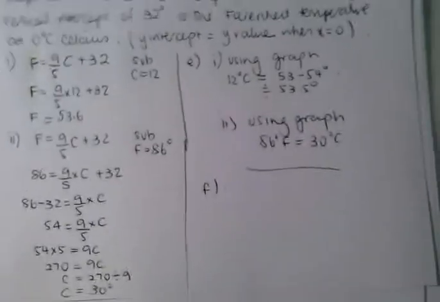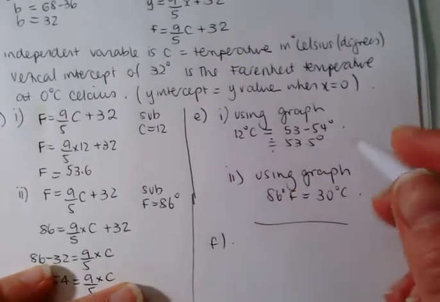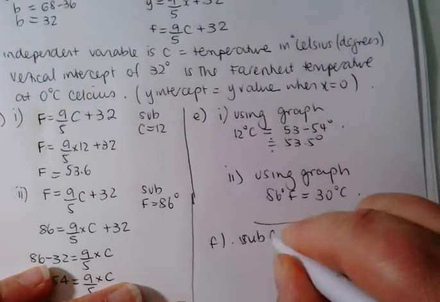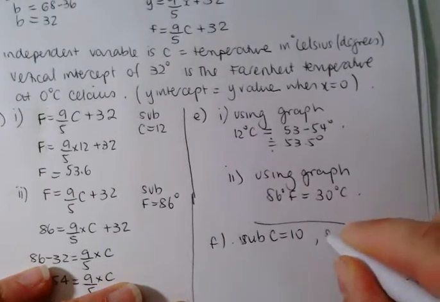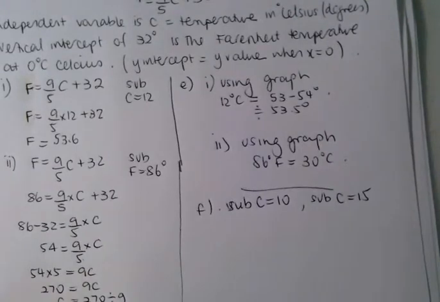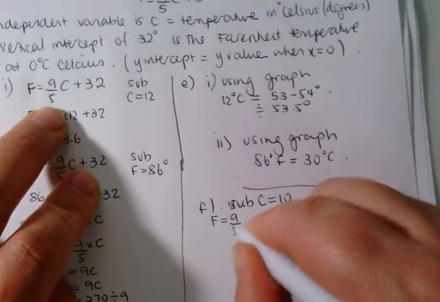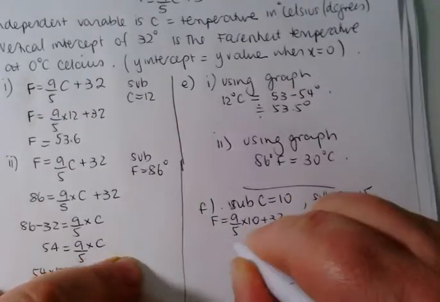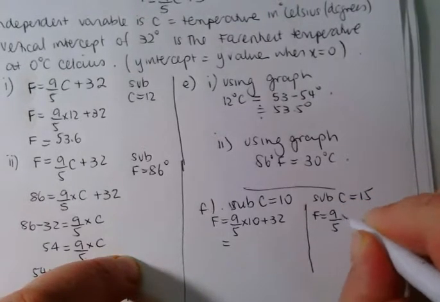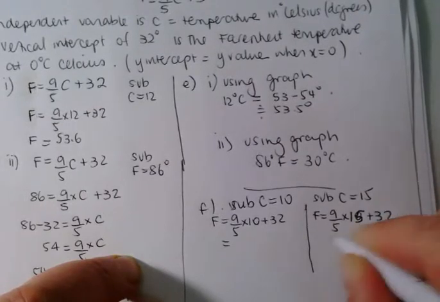Okay, so we can choose some nice values. For example, if we sub Celsius is 10, and then we're going to sub Celsius is 15, and then we can subtract the two Fahrenheit results. Okay, so when C is 10, we get F is 9 over 5 times 10 plus 32, which we'll work out in a sec, and this one, Fahrenheit, is 9 over 5 times 15 plus 32.